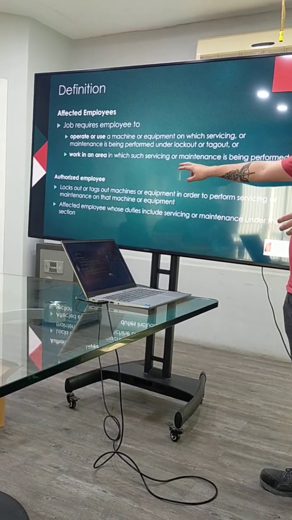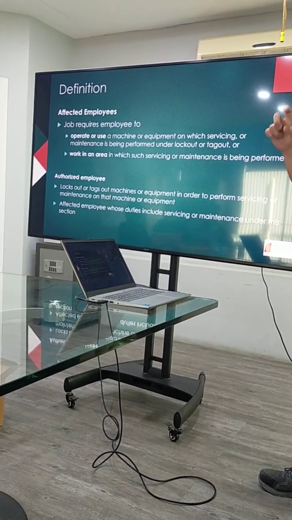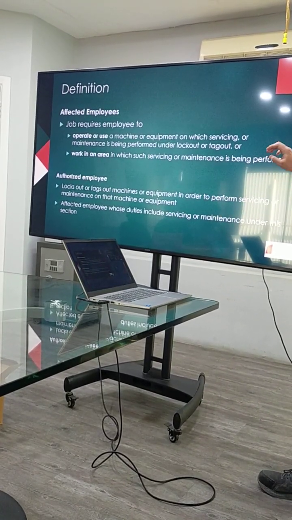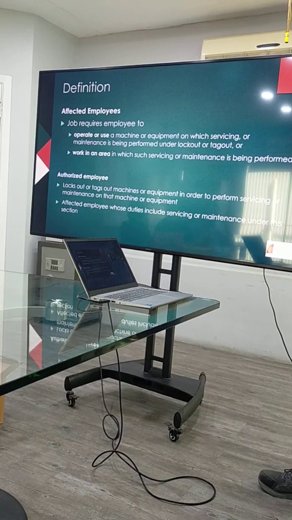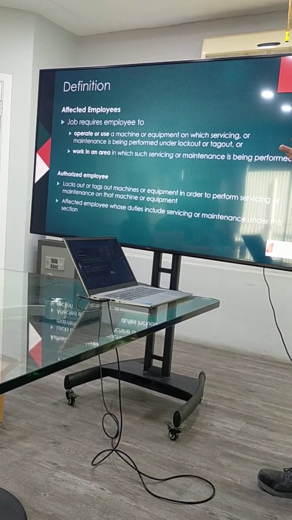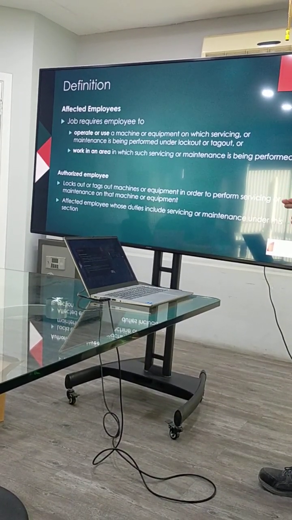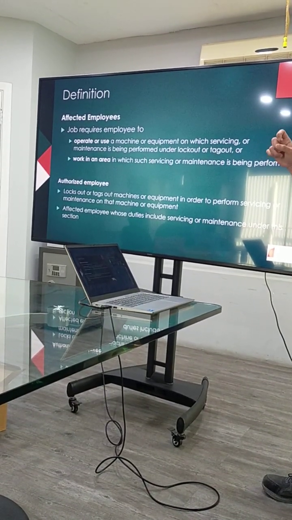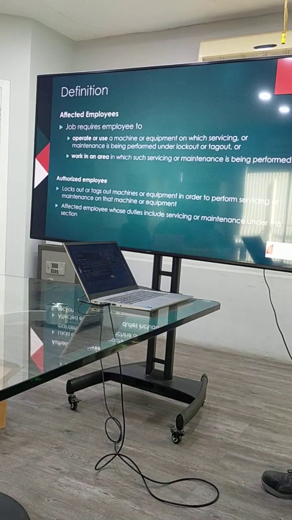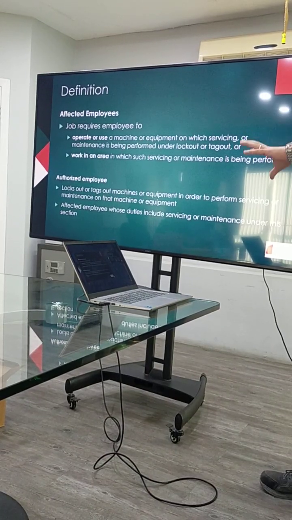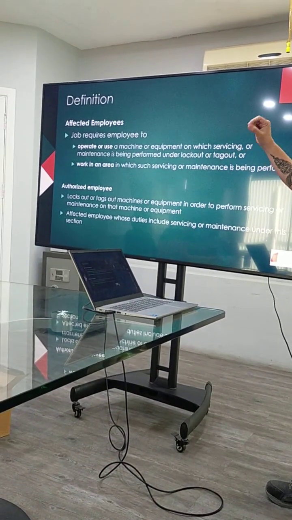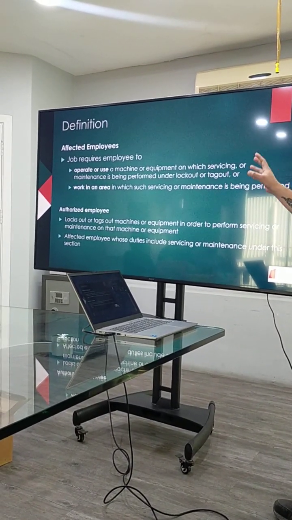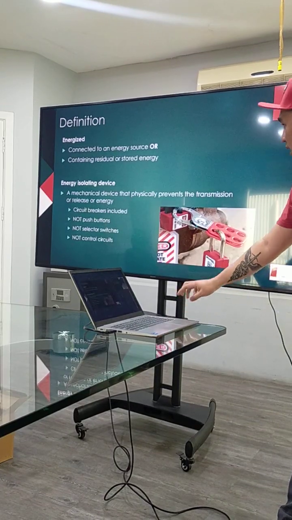Authorized employees are the ones that will perform the lockout or tagout of the machine or equipment in order to perform servicing and maintenance of that machine or equipment. Basically, these are the supervisors, or trained employees familiar with the procedure, who will put on the padlocks. Because currently, not all operators are turning off the breaker in the machine. There is only an authorized person. So we will discuss it.